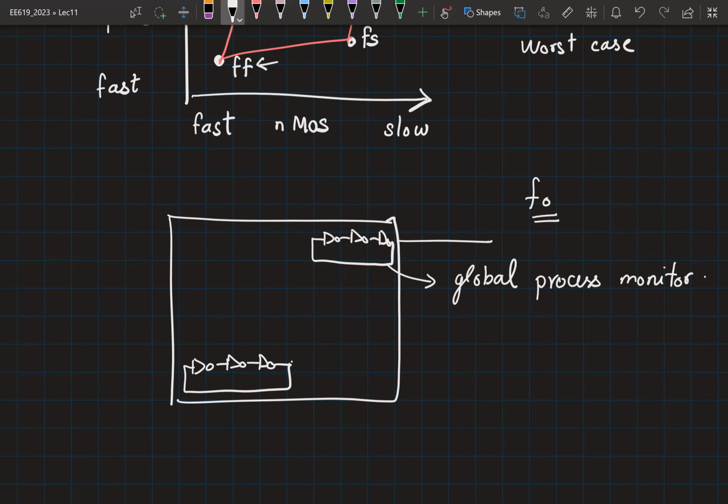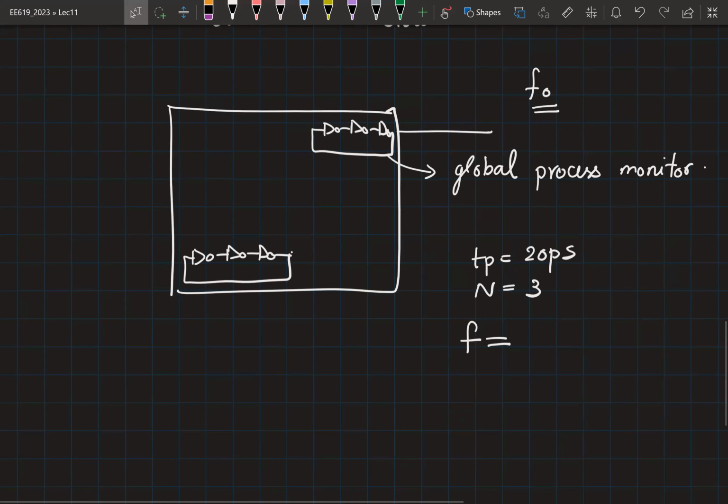Okay. So now here is a quick question. Let's say I use a three-stage ring oscillator and my TP is equal to 20 picoseconds. N is equal to 3. Can you tell me what is the frequency of operation? How much are you getting? 8.3 gigahertz. What do you think of this frequency?